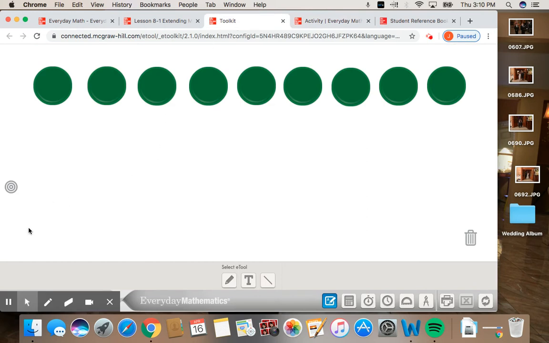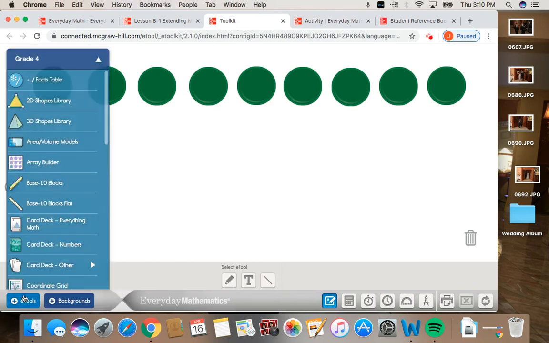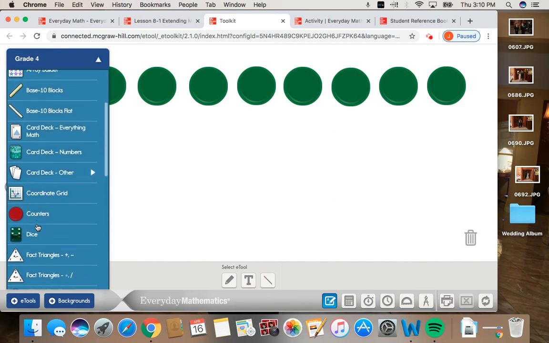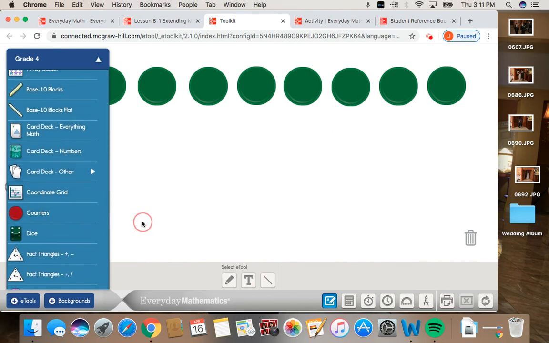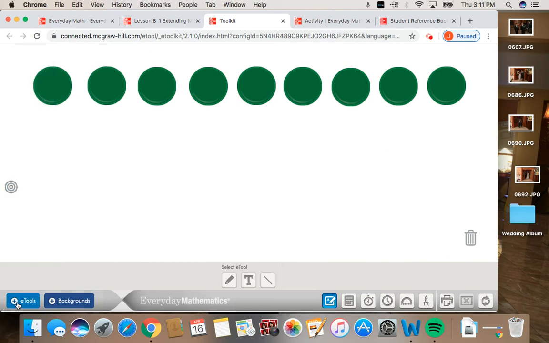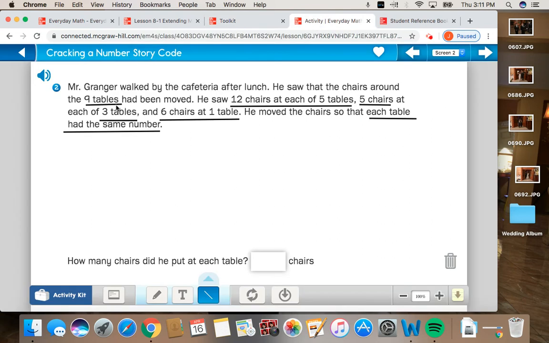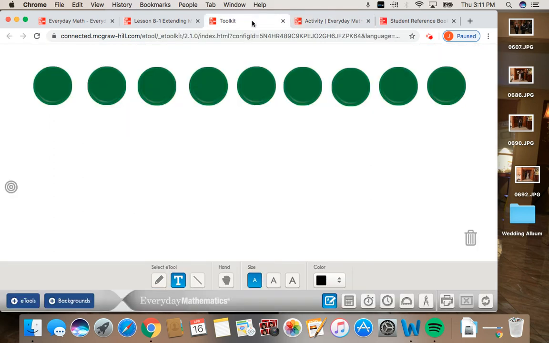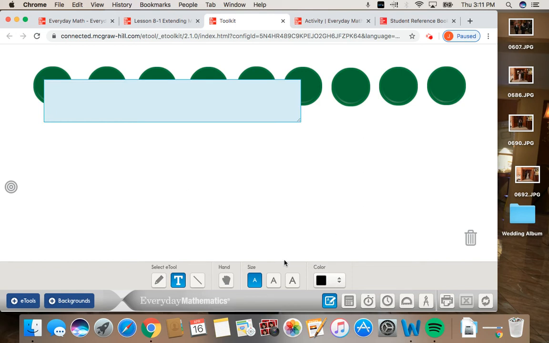In my eTools down here, I pulled up my counters. I used my green counters, and I'm going to use them to represent my tables. So here are my 9 tables, and I'm going to put the information in according to what the problem said. In the problem, it said he saw 12 chairs at each of 5 tables. So I'm going to put 12 chairs at each table. I'm going to draw in my text box.